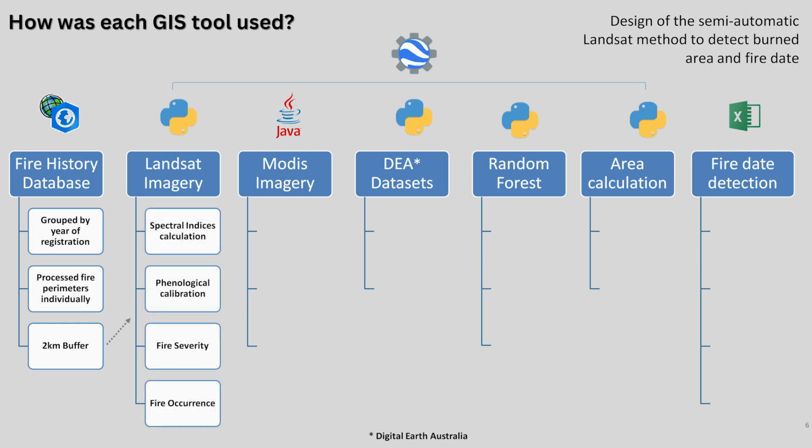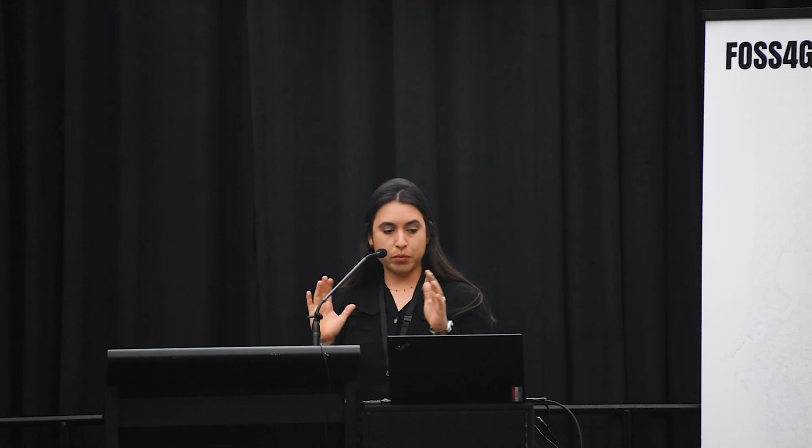So I used Landsat imagery, which was the basis of the spatial scale of my study. Everything was focused on mapping the fires at 30 by 30 meters, 900 square meters. And I calculated the spectral indices in each fire perimeter. I conducted a phenological calibration to account for the changes in the vegetation between the period of collection of the pre-fire image and the post-fire image. And then I calculated fire severity, and I also managed to calculate fire occurrence, which in this case is the process of validating the fire boundaries.